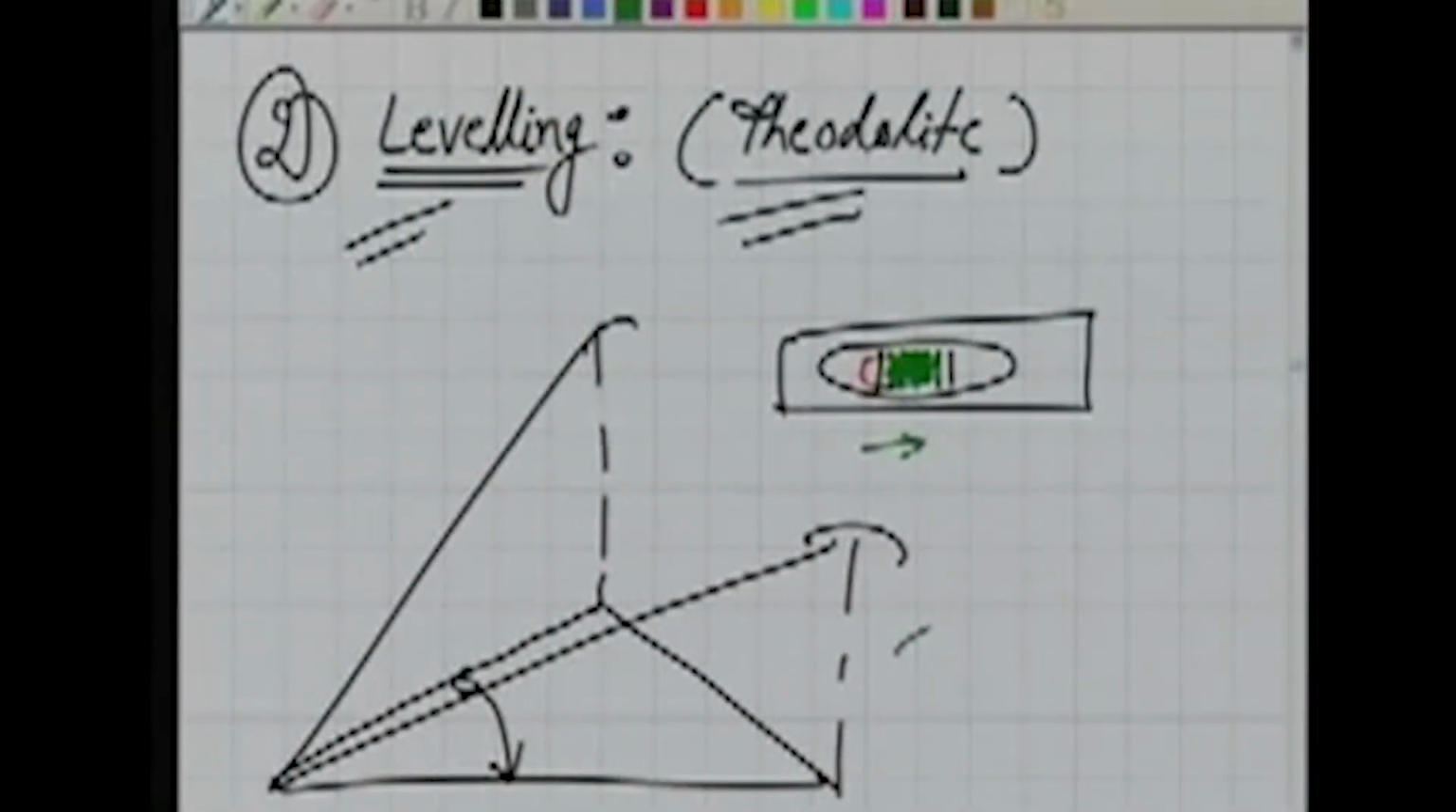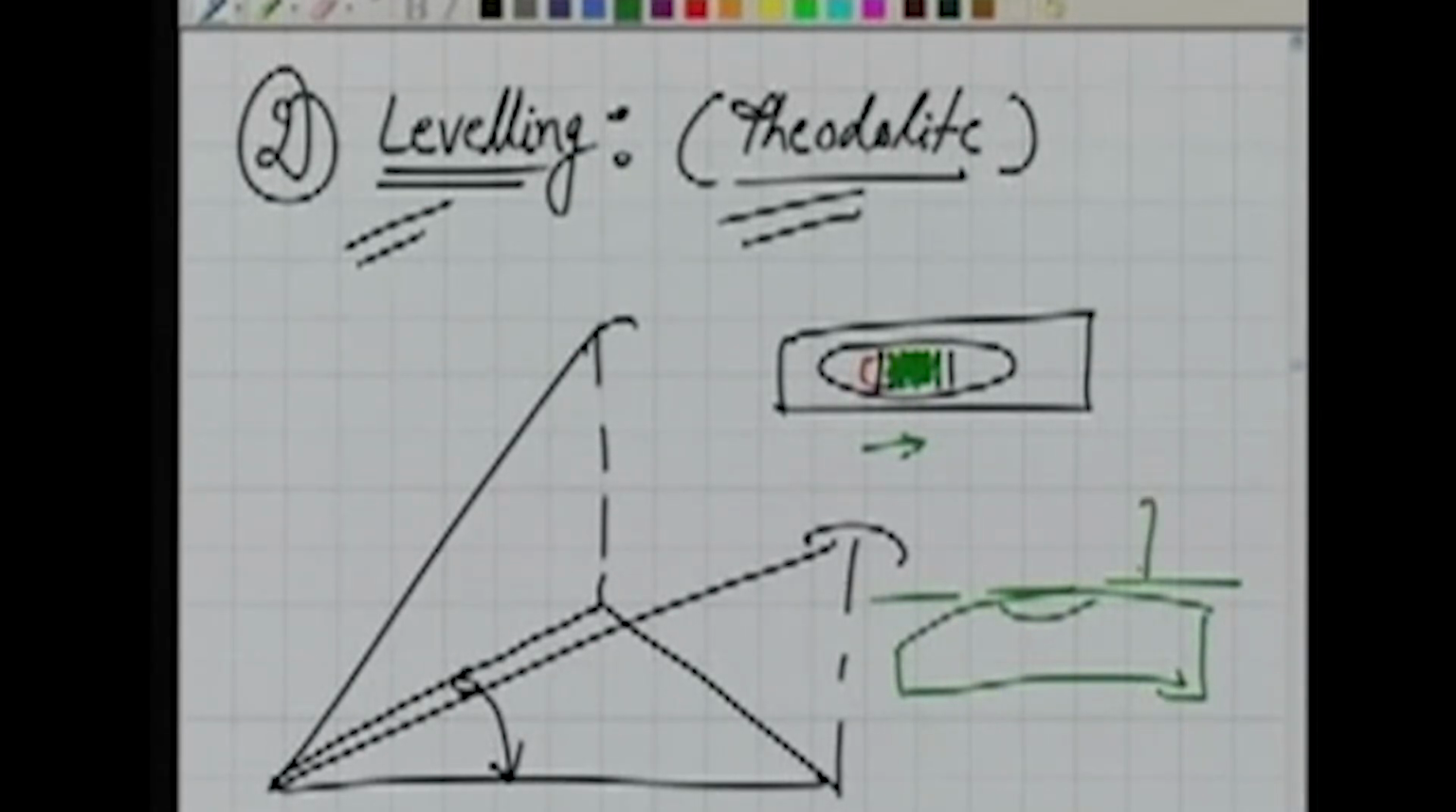And why is it so? Because then only the bubble will be formed, and then only with the movement of the bubble tube here and there, the bubble will move here and there. At the time when the bubble is in center, for example, that's my tube here, the bubble is in center, at that time this axis of the bubble tube will be horizontal. So this line will be horizontal.